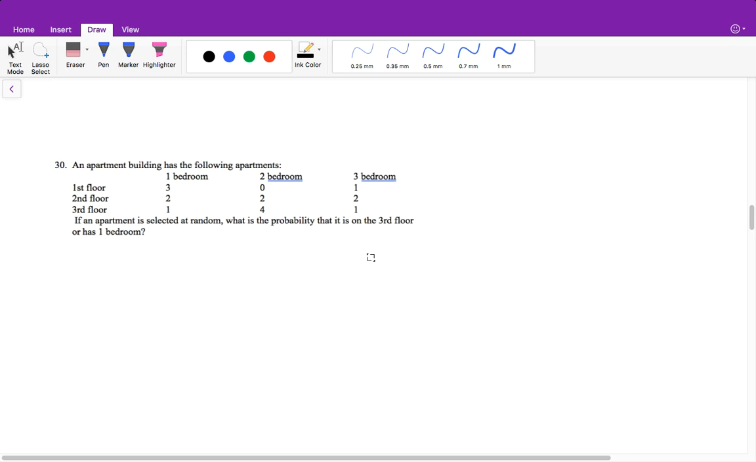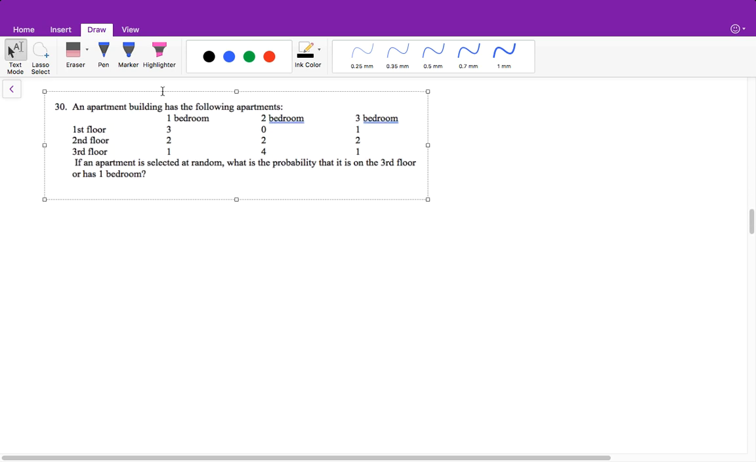All right, this is one of the ones I told you that you should use if you have 2 different colors, just because it makes it a little bit easier for you. But it says, if an apartment is selected at random, what is the probability that it is on the 3rd floor or has 1 bedroom? So first, I'm going to highlight the 3rd floor.